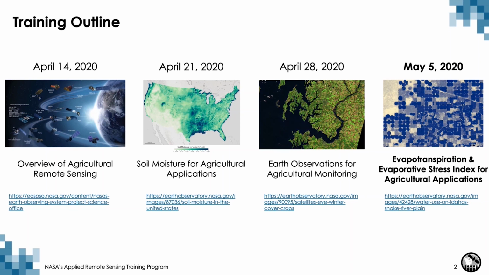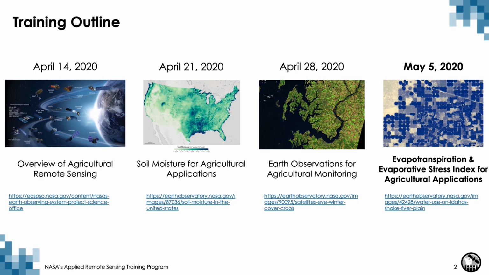For the final part of this webinar series, we are delighted to have as a guest presenter Dr. Christopher Hain, a research scientist at NASA's Marshall Space Flight Center. Dr. Hain's research interests include thermal infrared remote sensing with applications in surface energy balance modeling, soil moisture retrieval, hydrologic data assimilation, and drought monitoring. He's played a significant role in the development of the Atmosphere-Land Exchange Inverse Model, or ALEXI. ALEXI is currently used to monitor continental evapotranspiration, soil moisture, and drought.